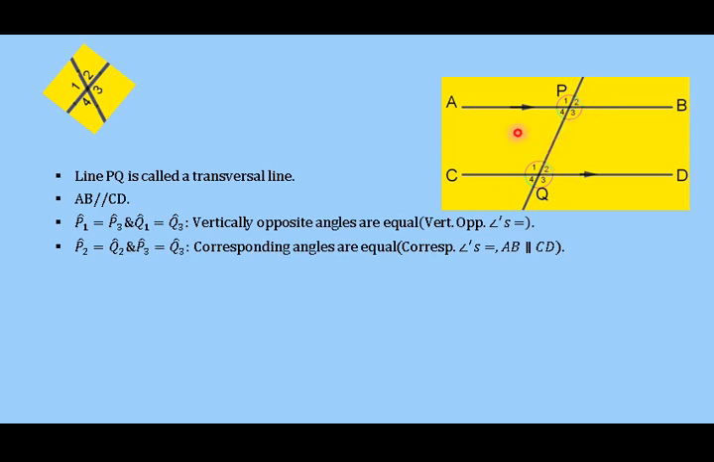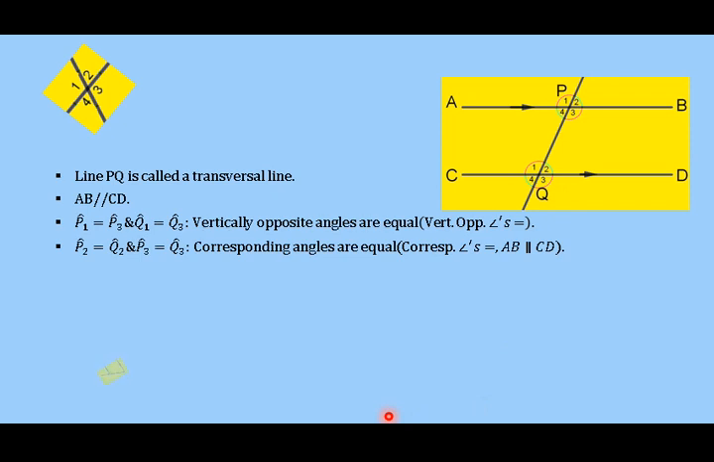And again, let's come to P3 and Q3. This angle is found on the right hand side of the transversal line below line AB. And Q3 is found on the right hand side of the transversal line below the line CD, and these two lines are parallel, so we have P3 equals Q3. These are the corresponding angles.